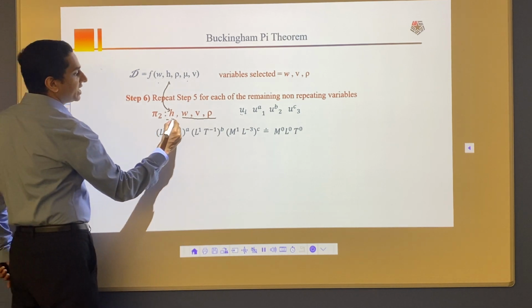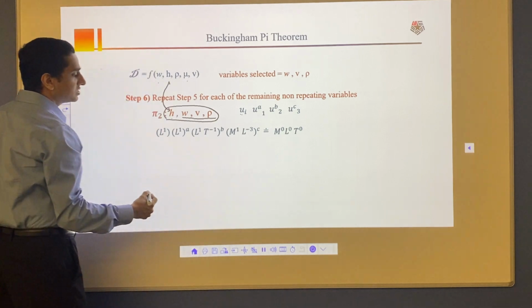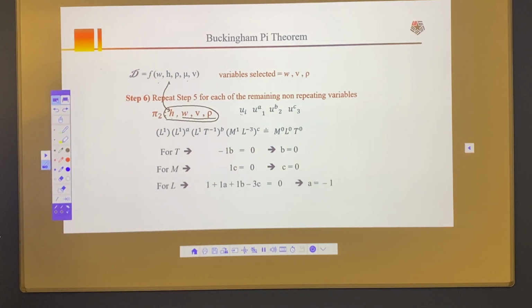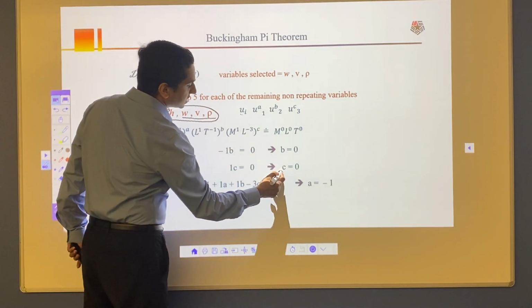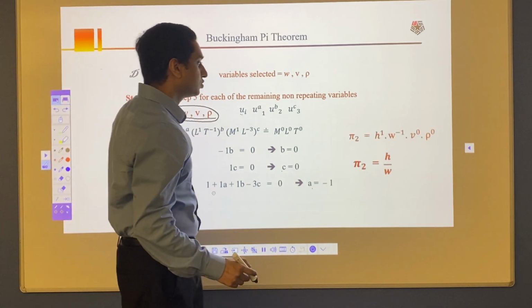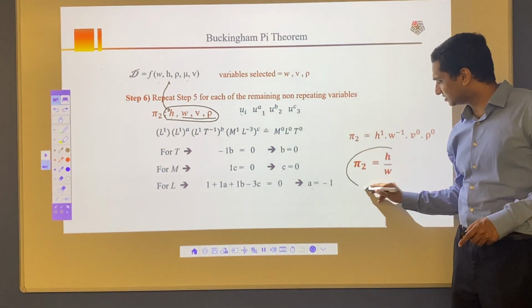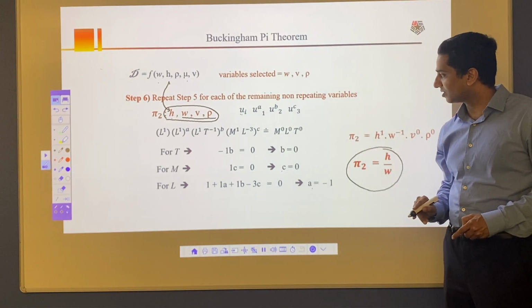I have to make the combination of these 4 variables dimensionless, and if you follow the same process, what you will get is that b is equal to 0, c is equal to 0, e is equal to minus 1, and then you will get your final pi 2 as h by w. That's the second answer for this problem.